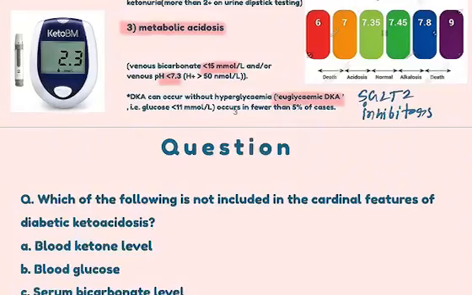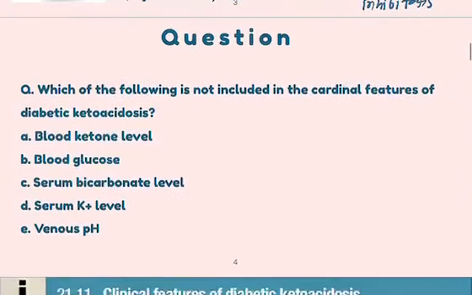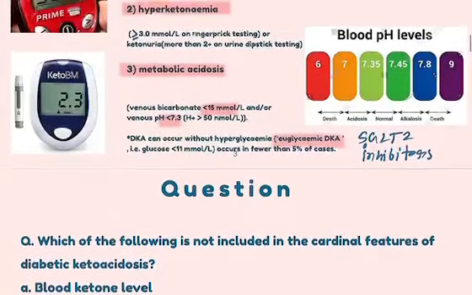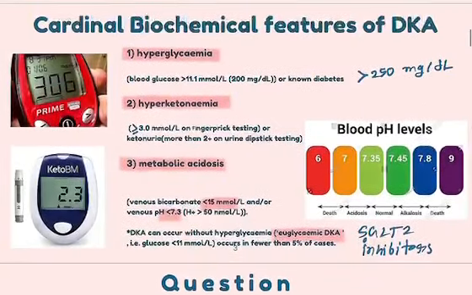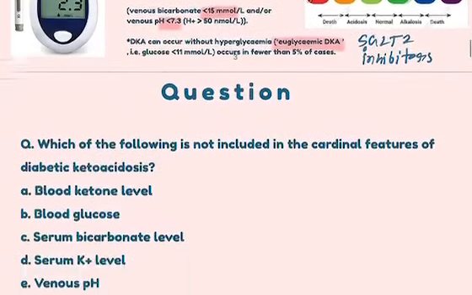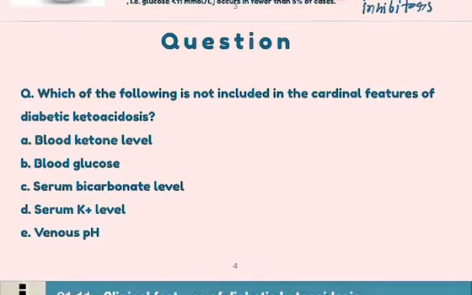Now let us solve a question for our exam. Which of the following is not included in the cardinal features of diabetic ketoacidosis? As we previously mentioned, there are three classical triads of DKA, namely hyperglycemia and its level, hyperketonemia, and metabolic acidosis. So we can easily answer the question: the correct answer is serum potassium level, which is not included in the cardinal features of diabetic ketoacidosis.